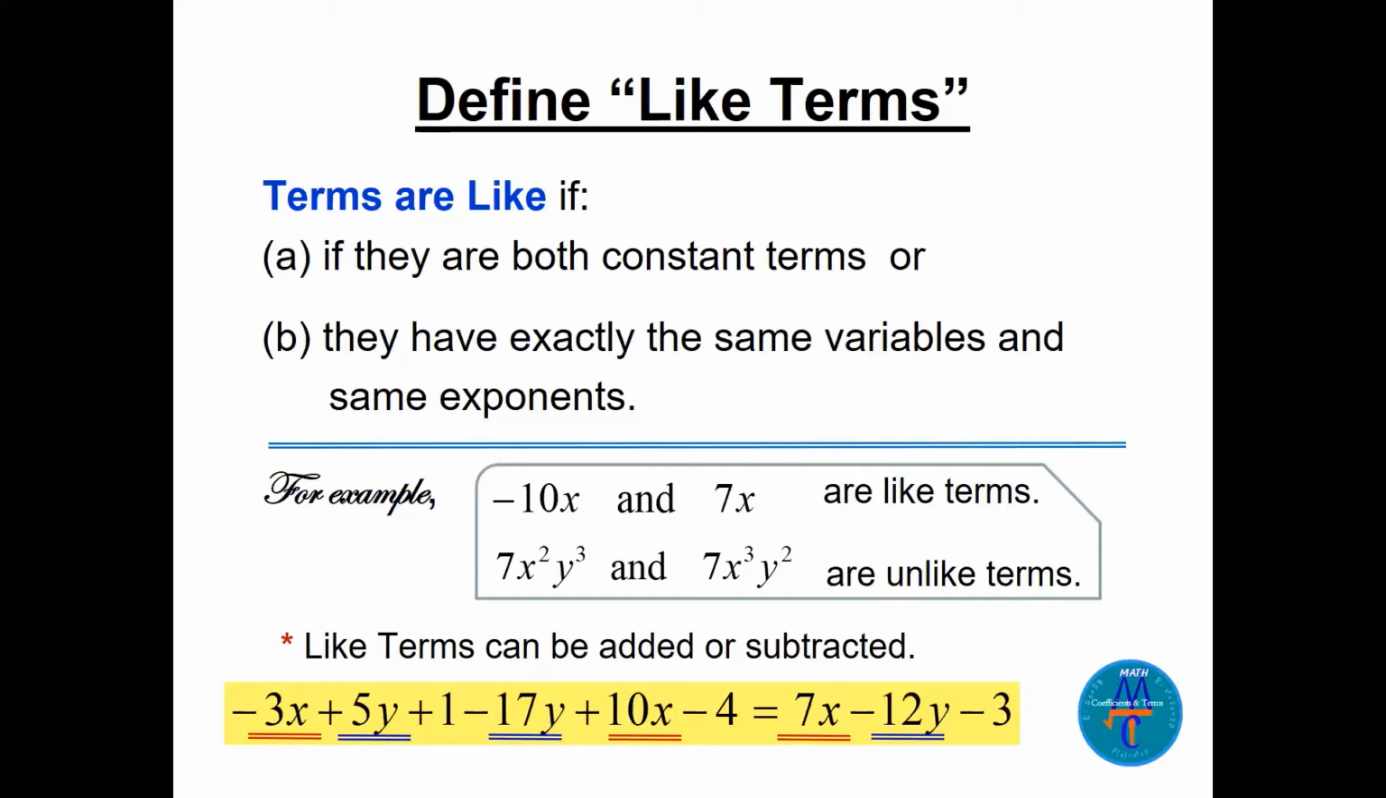You see the red and the red, minus 3x, 10x becomes 7x. 5y minus 17y is minus 12y, plus 1 minus 4 is minus 3. So this is the answer here. The simple expression is the answer.